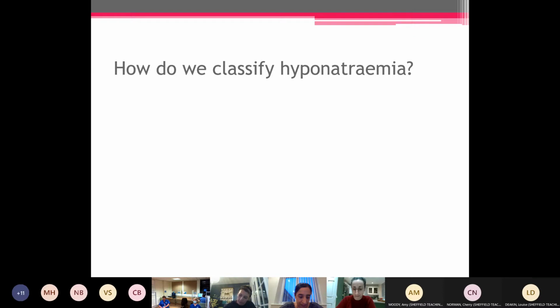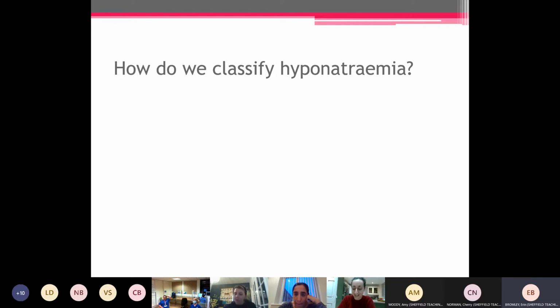I know it's broken down to mild, moderate, and severe. Yep, that's correct. Do you know what is mild, what is moderate, and what is severe? I think severe is less than 125. Yeah, correct. And then moderate is 125 to 130. Yeah, that's right. And then 130 to 135 would be mild. Yeah, that's right.